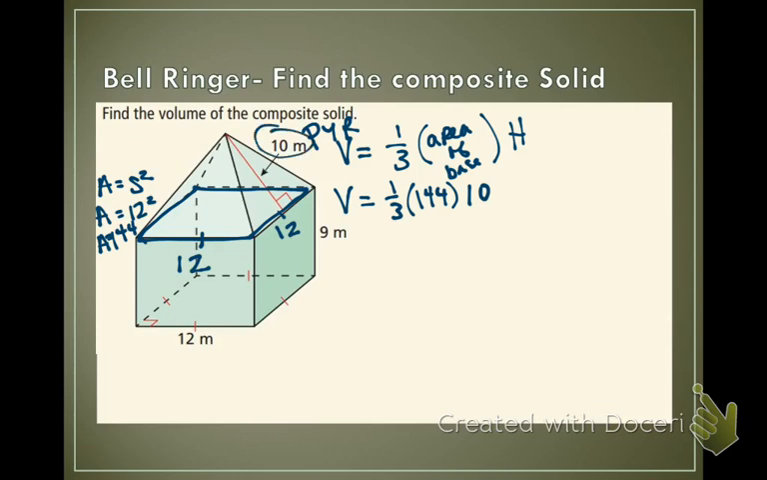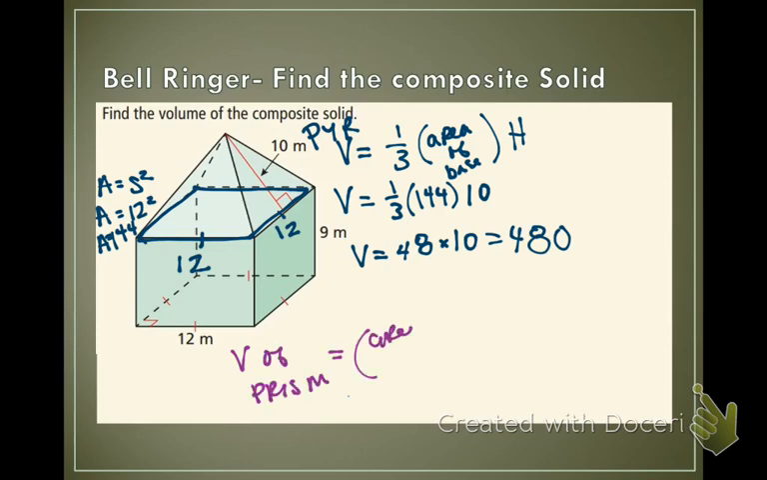So right here. 1/3 of 144 goes in 4 times. It's 48. Times 10 is 480. That is the volume of the top. Is everyone okay with 480? Yes. Are there any questions on how we found that? Okay.